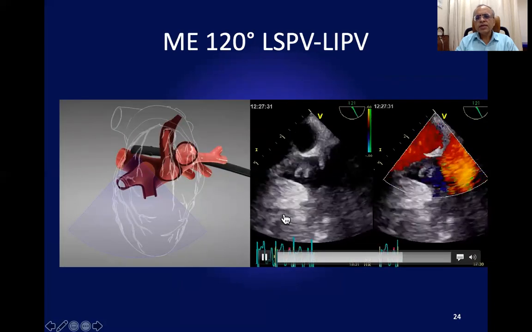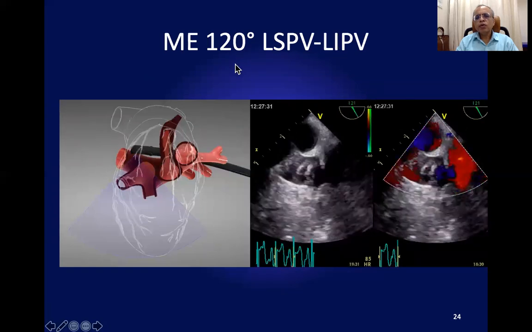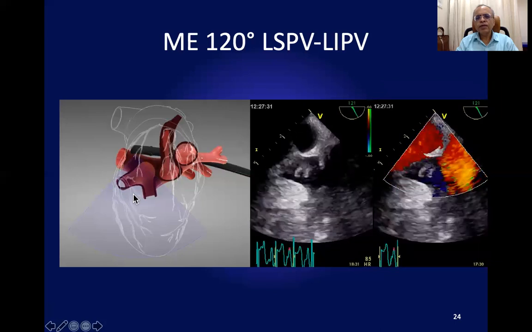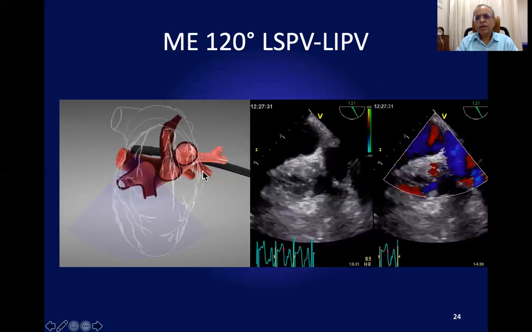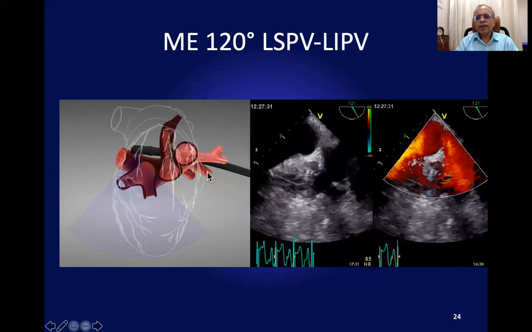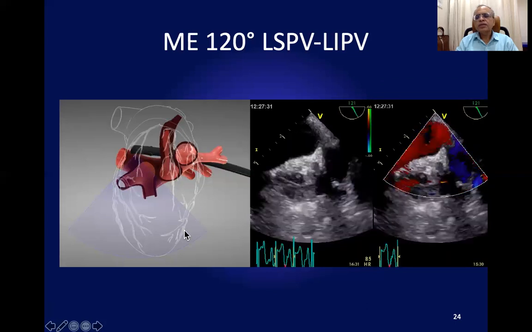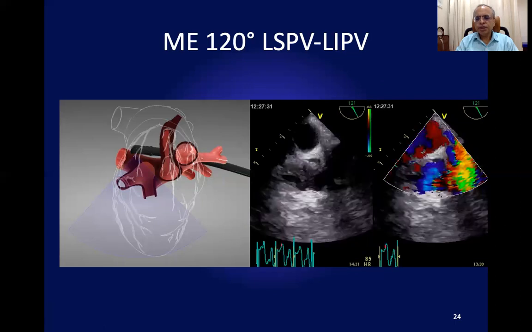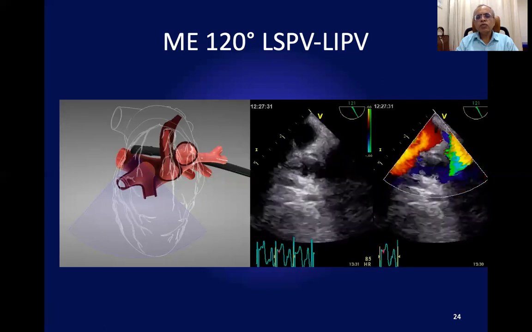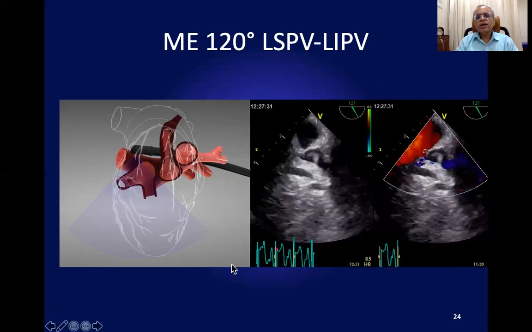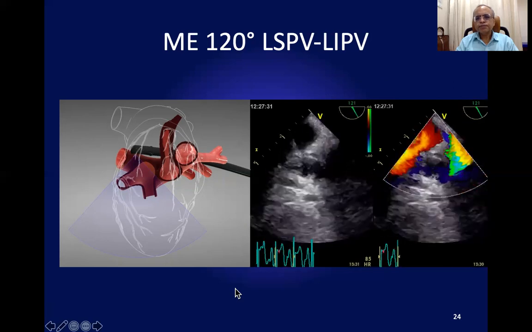Now, these are certain difficult views for the novice. Like this is the mid-esophageal 120-degree view with extreme torquing to the left to get the left superior and left inferior pulmonary vein in the same imaging plane. Now, these kind of views we can practice only on the mannequin. This is impossible to practice in the patient because one cannot do a prolonged TEE study and cause patient discomfort.